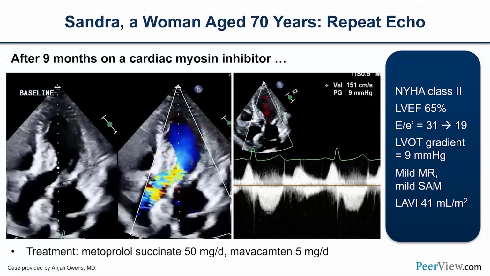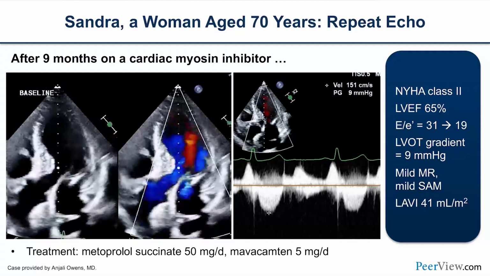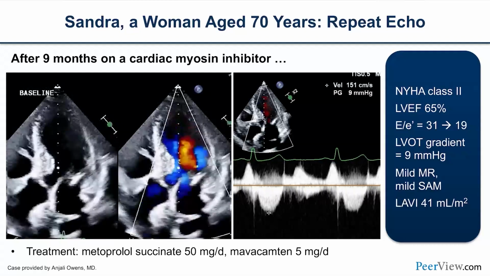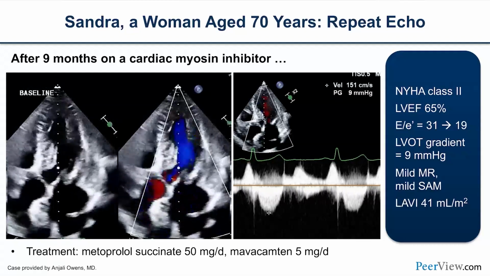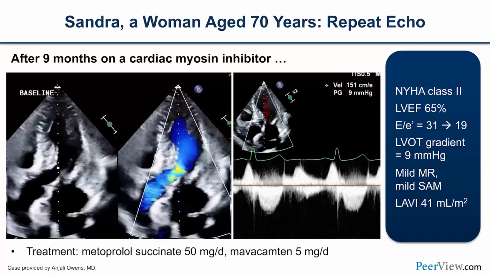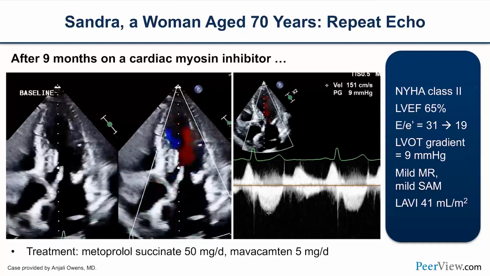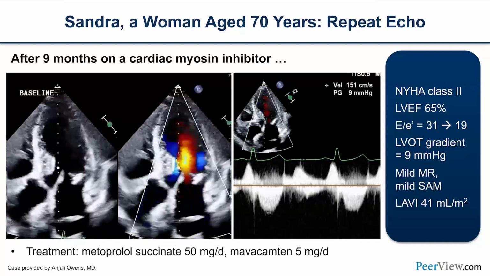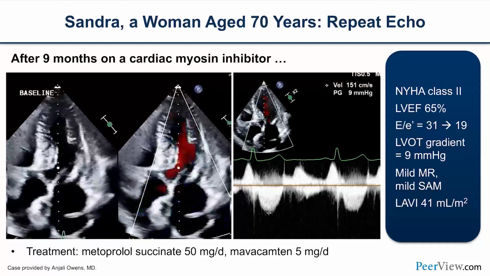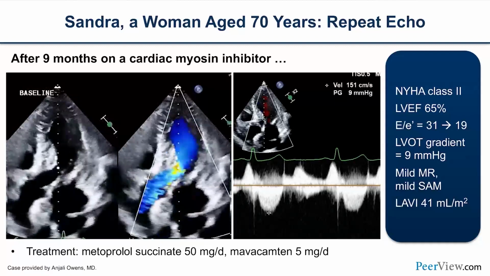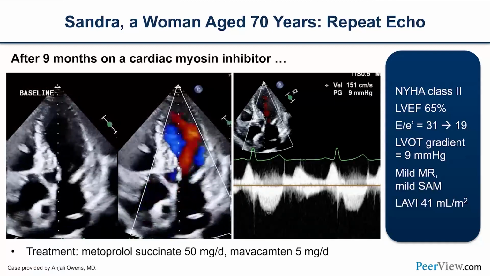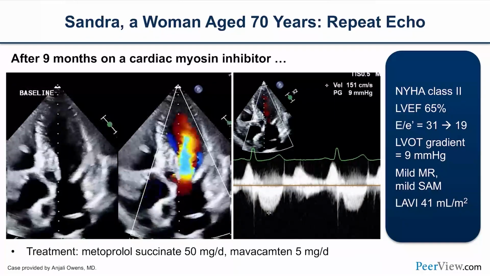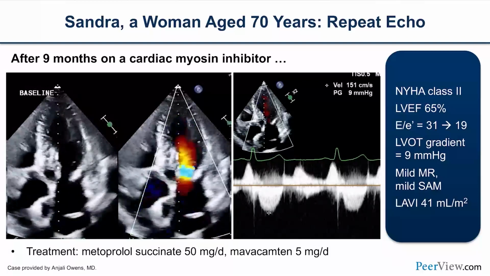Here's Sandra's echo after 9 months on a cardiac myosin inhibitor, mavacamten. As you can see on the left side, her systolic anterior motion of the mitral valve has resolved. Her gradient has come down from greater than 80 at rest at baseline to now less than 10, both at rest and with Valsalva. Evidence of diastolic function has improved in filling pressures with 31 down to 19 for E over E prime. Her left ventricular ejection fraction remains normal at 65%.